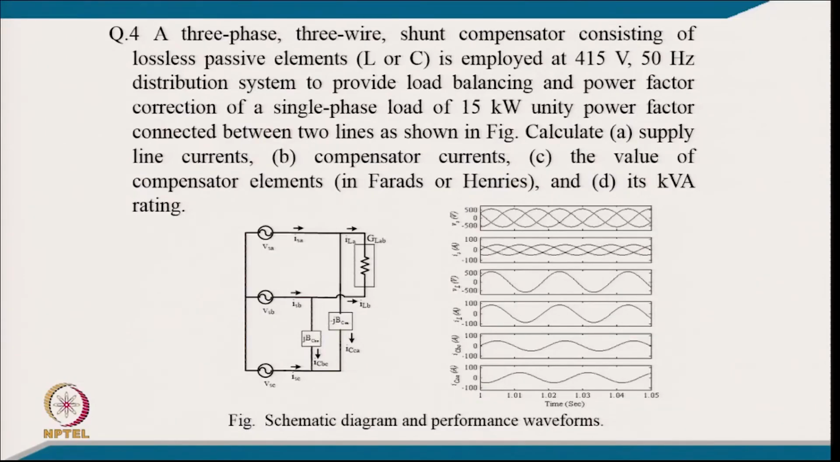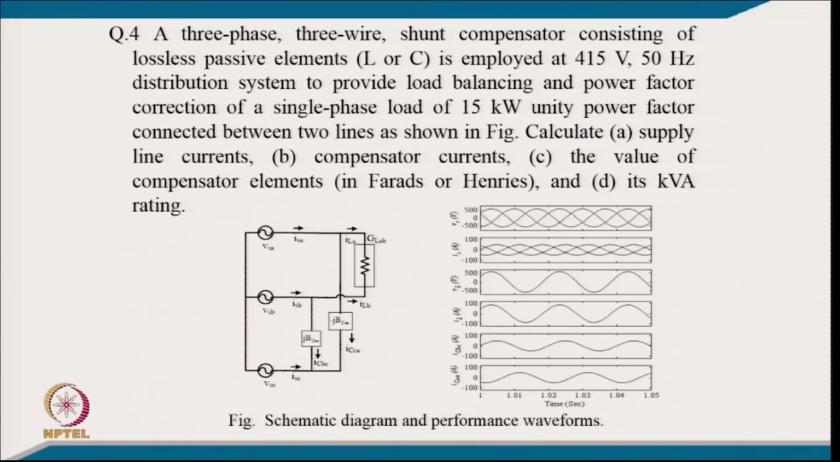Coming now to the numerical problems on the 3-phase 3-wire system. A 3-phase 3-wire shunt compensator consisting of lossless passive elements is employed at a 415 volt 50 hertz distribution system to provide load balancing and power factor correction of a single phase load of 15 kilowatt, unity power factor, connected between two lines as shown in the figure. Calculate the supply line current, compensator current, the value of the compensator element in farad or henry, and its kVA rating.